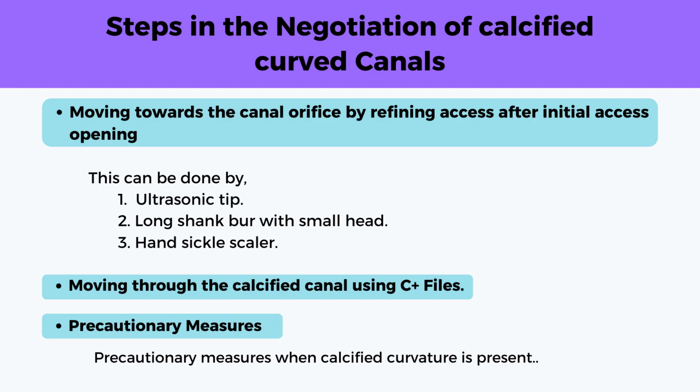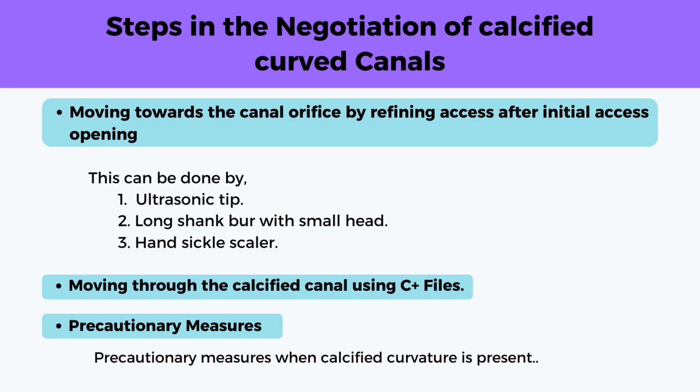The steps in negotiation of a calcified canal can be broadly divided into three. First, after the initial access opening is done, we have to remove the pulp stone present in the pulp chamber to get access towards the orifice opening of the canal. This can be done using modern equipment like ultrasonic tips. You can use a long shank burr with a small head, because the small head gives better visibility of the cutting edge. You can also use a hand sickle scaler.